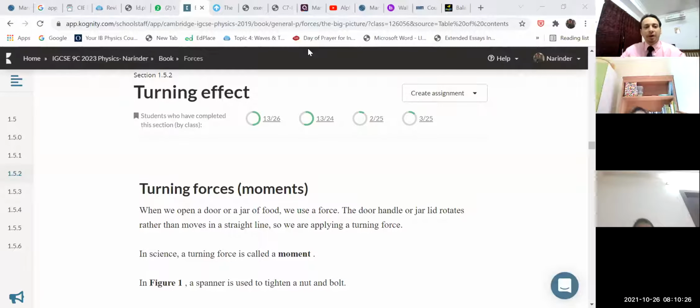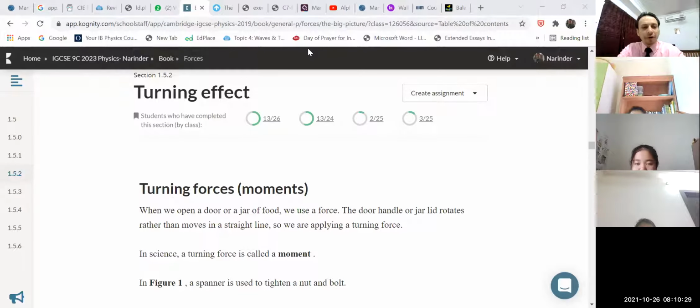Now, children, the topic is 1.5.2 turning effect. Our topic for today's discussion is turning effect.